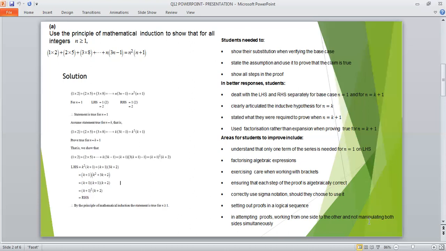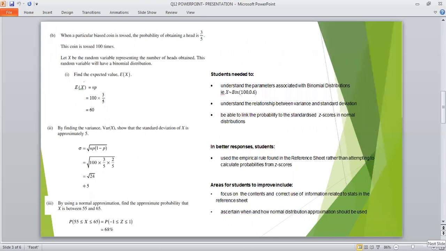So that was question A. Question B was essentially a binomial distribution problem. And in this problem, of course, the question appears on the top there. The suggested solutions are on the left-hand side, as I mentioned.